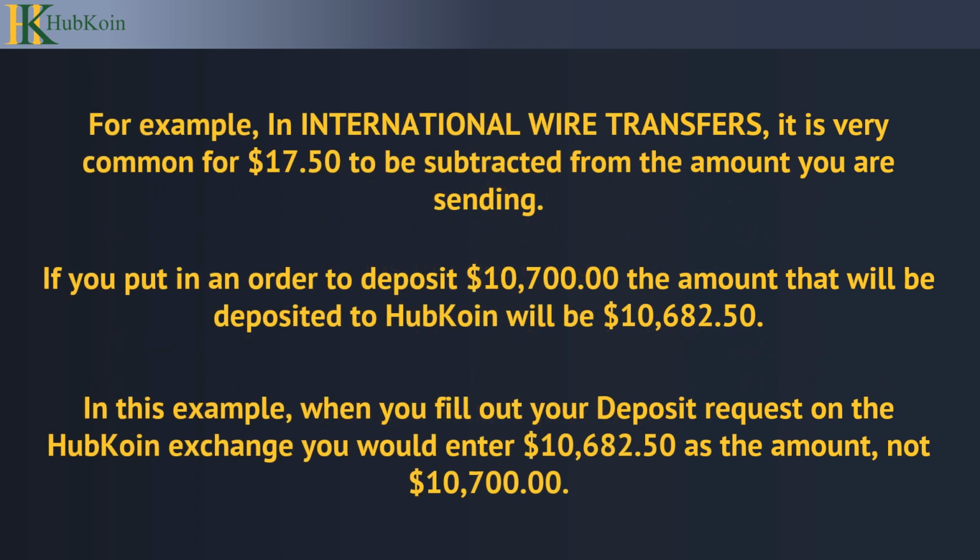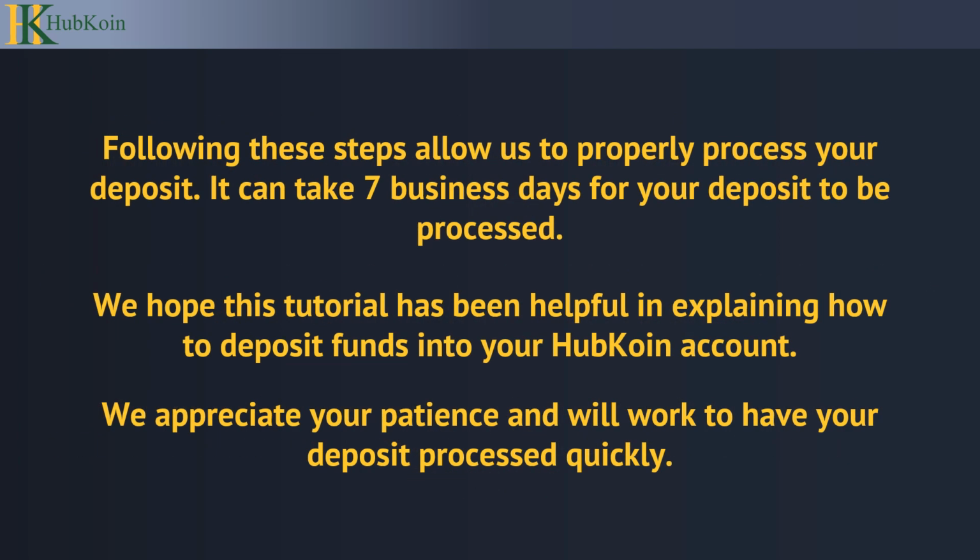For example, in international wire transfers, it is very common for $17.50 to be subtracted from the amount that you are sending. If you put in an order to deposit $10,700, the amount that will be deposited to HubKoin will be $10,682.50. In this example, when you fill out your deposit request on the HubKoin exchange, you would enter $10,682.50 as the amount, not $10,700. Following these steps allows us to properly process your deposit.